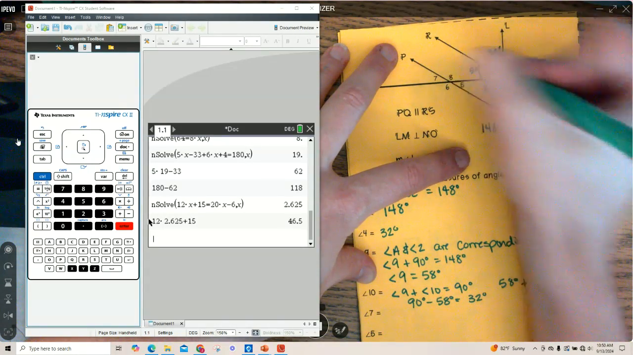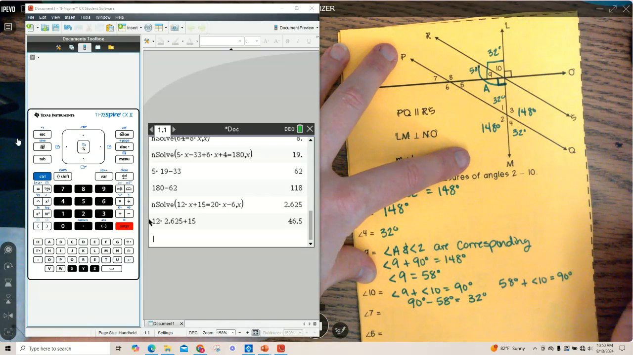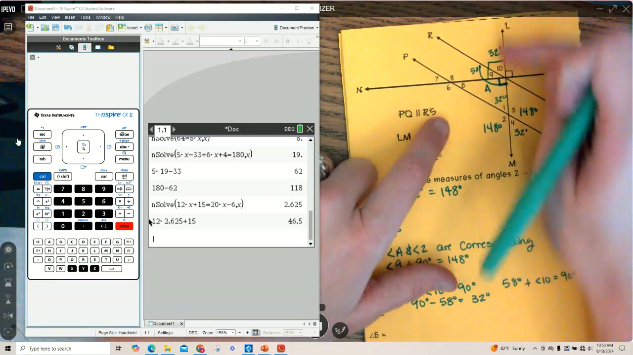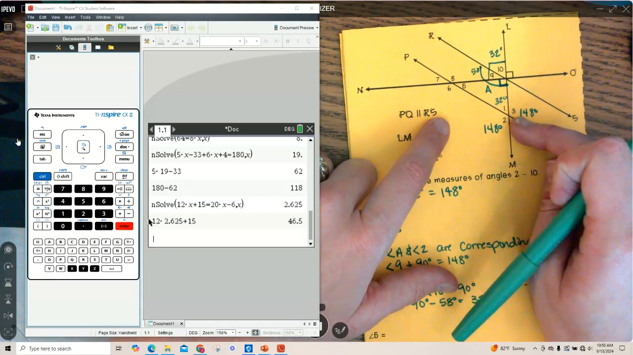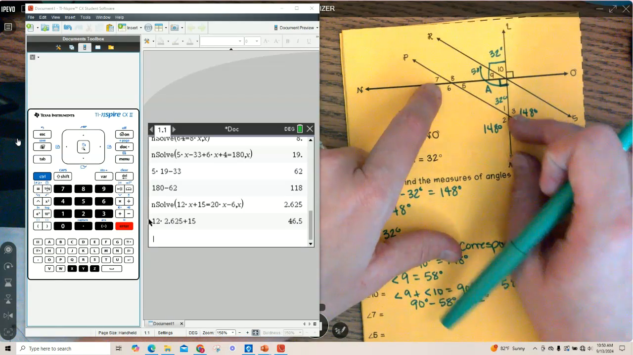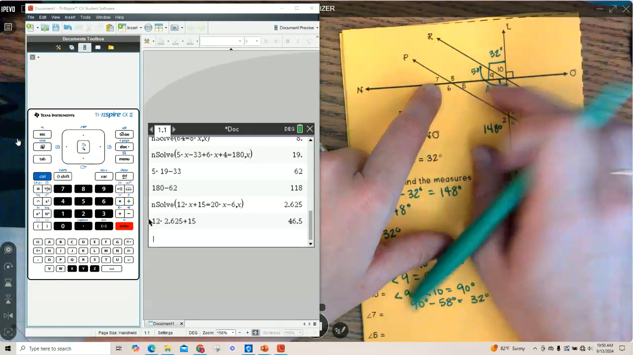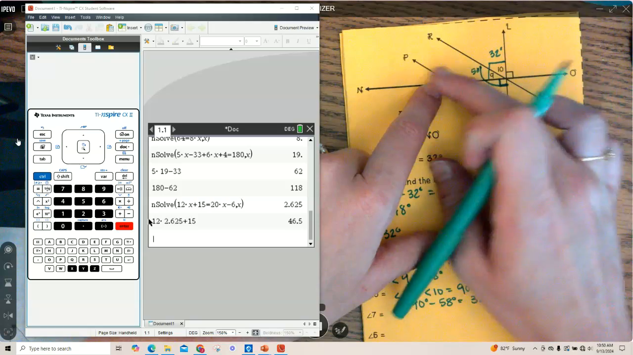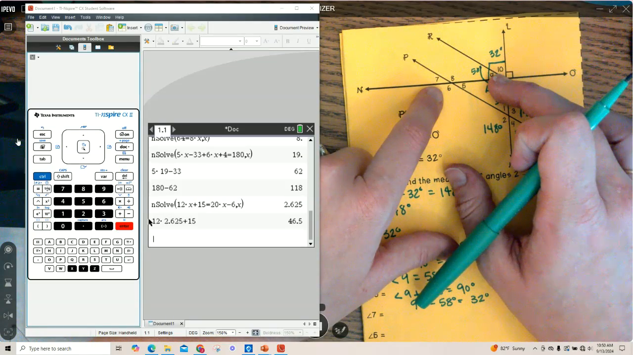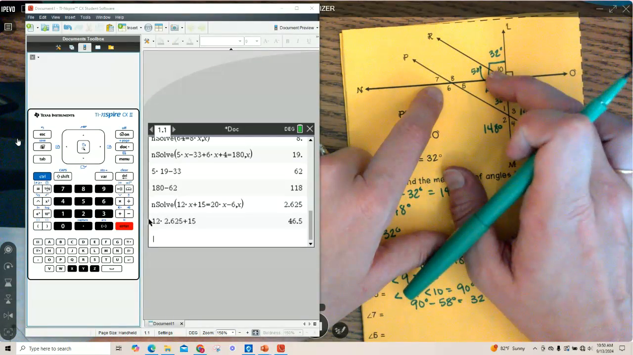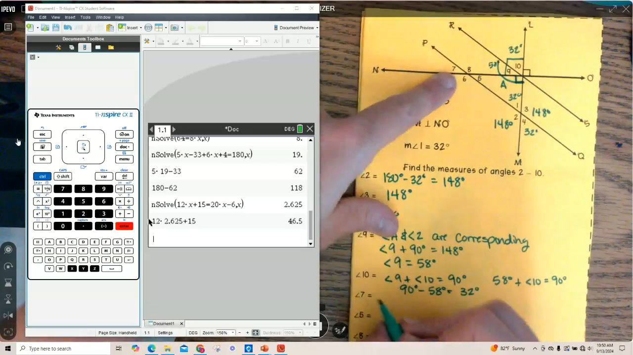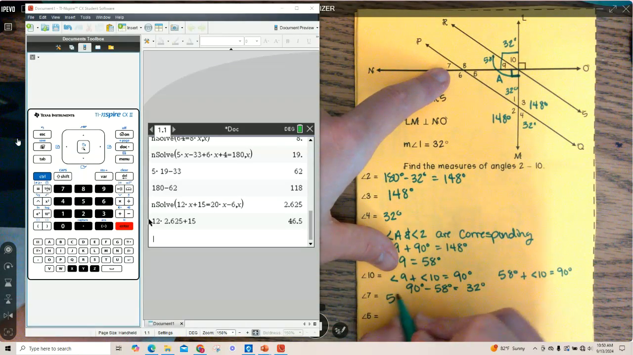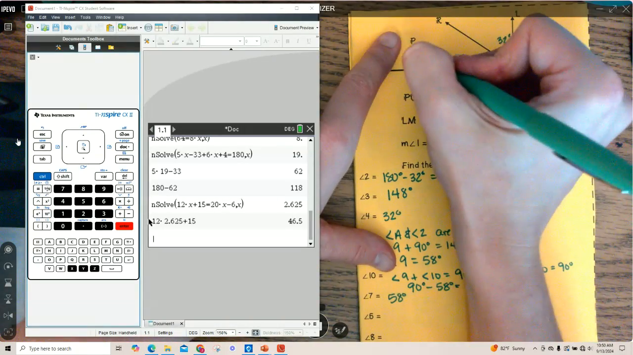This one was 58. And that's important, okay? Because now, ignoring this line, look at this line here and our parallels. Angle 7 and angle 9 are corresponding. So if this one is 58 degrees, then angle 7 is 58 degrees.